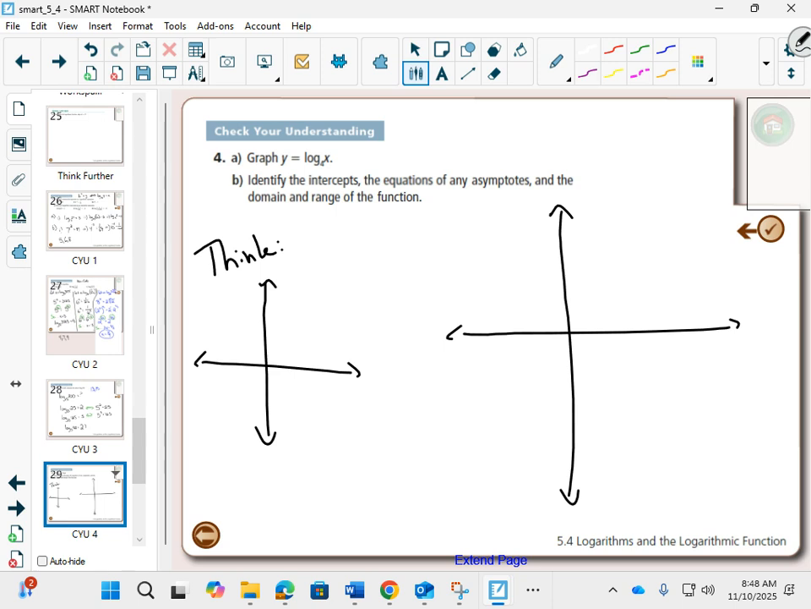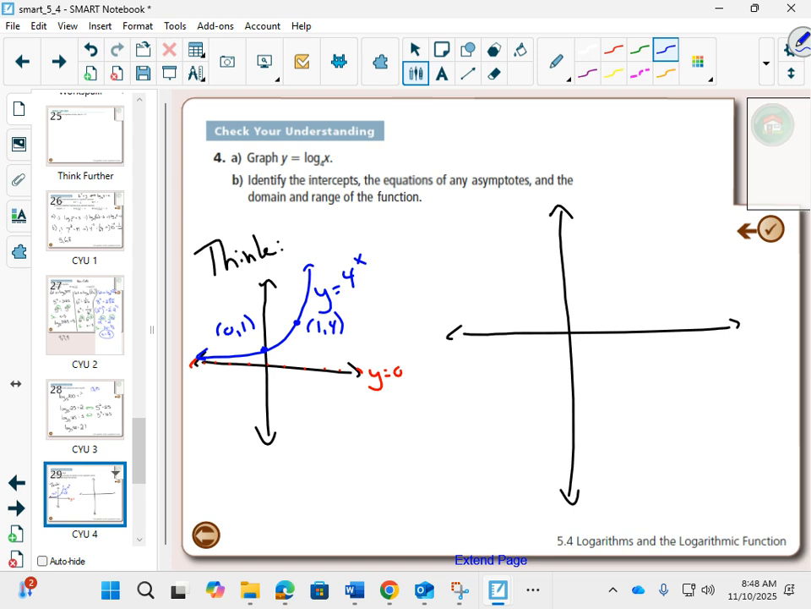So if I want to graph a log of base 4, I can think of my exponential graph of 4 to the x, which has the key points of 0, 1, 1, 4, and an asymptote at y equals 0.